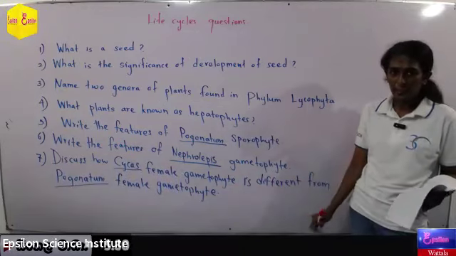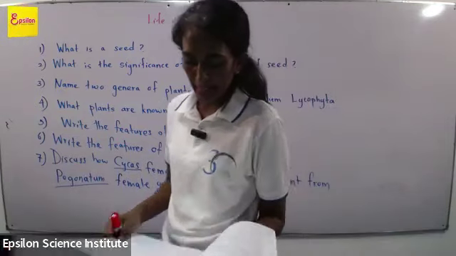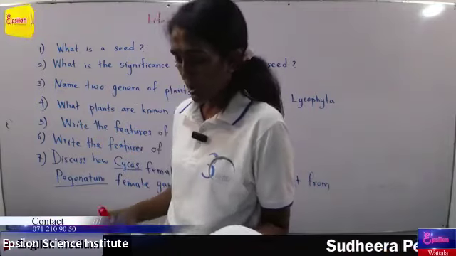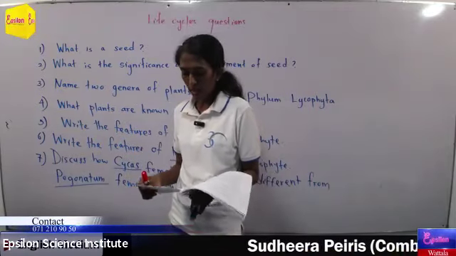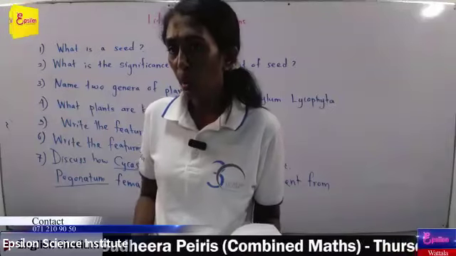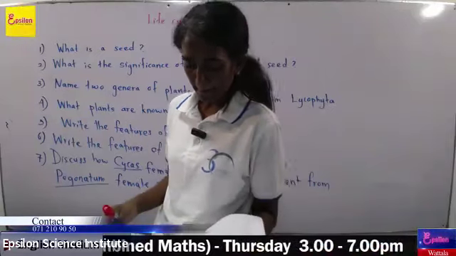Are you done? Shall we discuss? What is a seed? A seed is the dispersal unit of seed plants which contains the embryo and stored food surrounded by the seed coat. Did you write that answer? All right, mark it if it is correct.